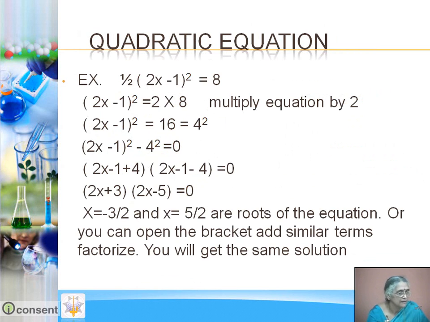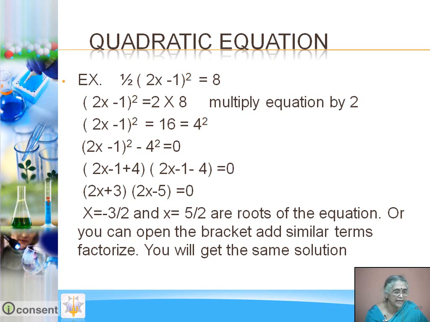Now one more type. You are given equation as 1 upon 2 into bracket twice x minus 1 bracket square is equal to 8. Now here multiply both sides by 2. So we get twice x minus 1 bracket square is equal to 2 into 8. That is equal to 16. So 2x minus 1 bracket square is same as 4 square.